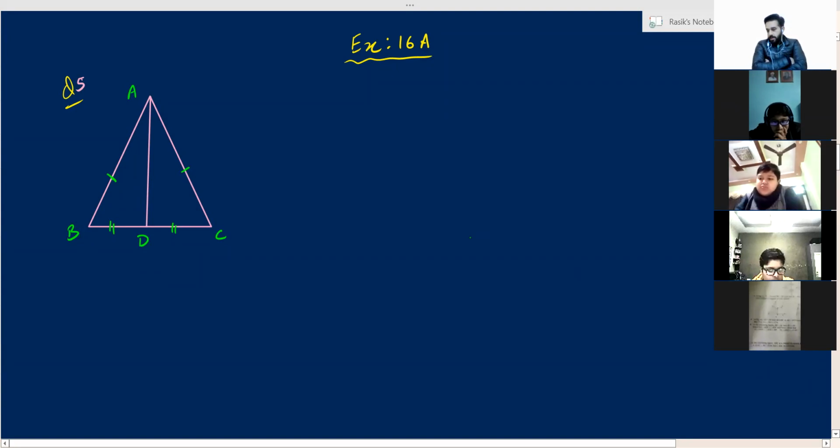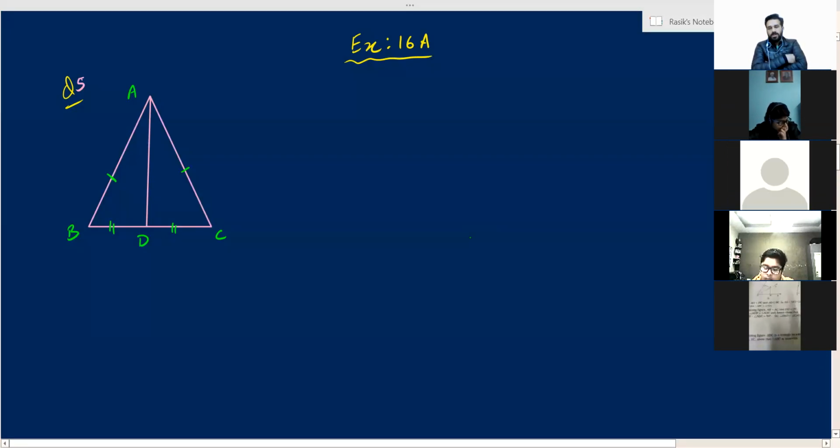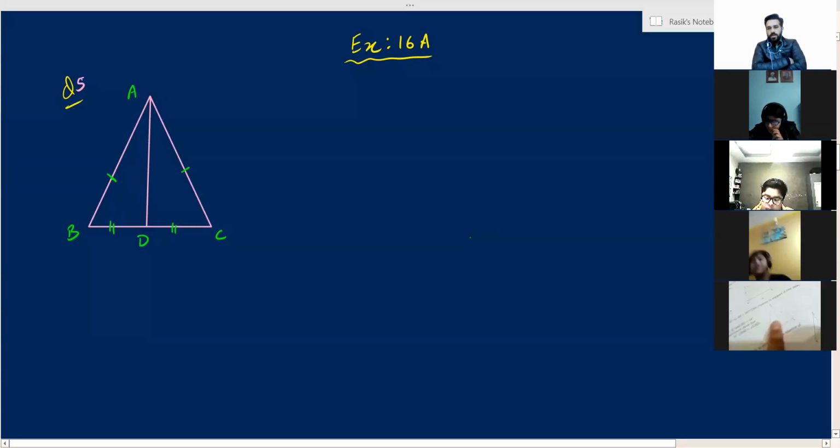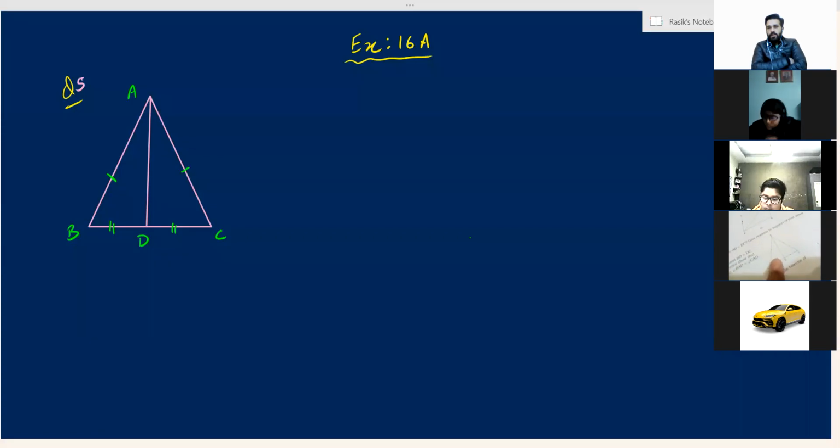There is only one part in question 5. There are two parts. We have to prove two things, but the figure is only one.